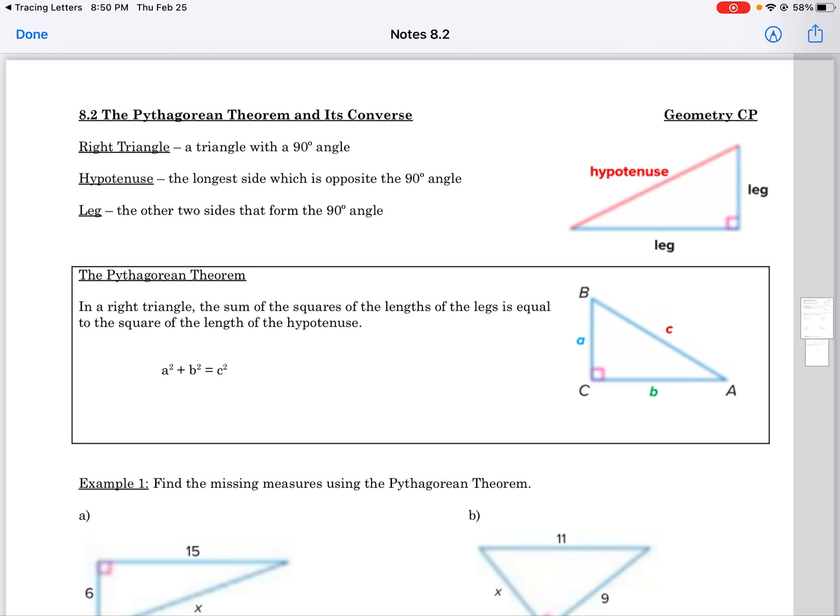8.2, the Pythagorean theorem and its converse. So the first thing we're going to talk about is right triangles. And right triangles are triangles that have a 90-degree angle in them.